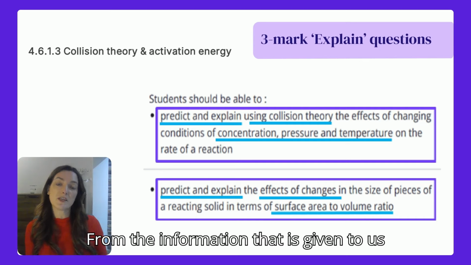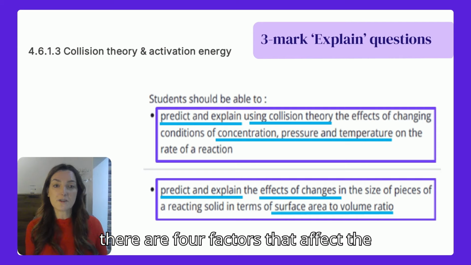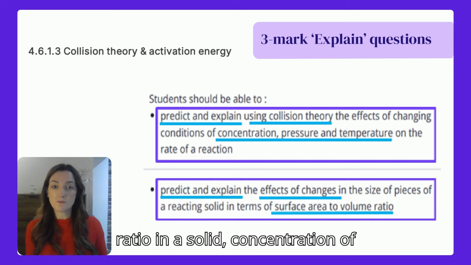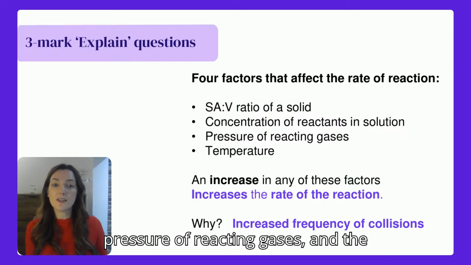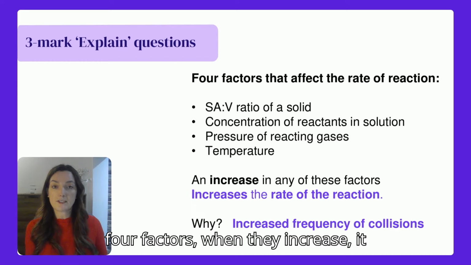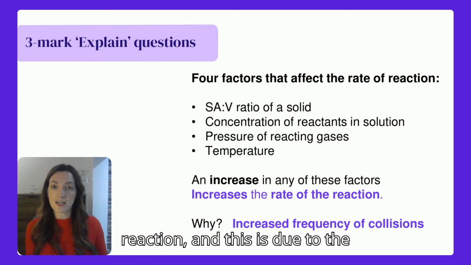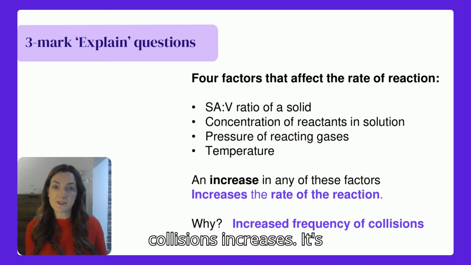From the information that's given to us within the specification, we can see that there are 4 factors that affect the rate of reaction: surface area to volume ratio in a solid, concentration of reactants in a solution, pressure of reacting gases, and the temperature. For all 4 factors, when they increase, it causes an increase in the rate of the reaction. And this is due to the same reason: the frequency of collisions increases.